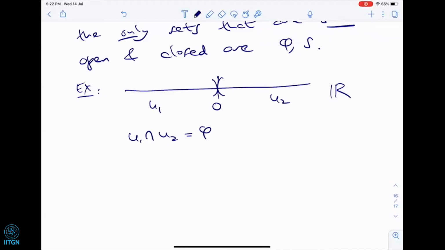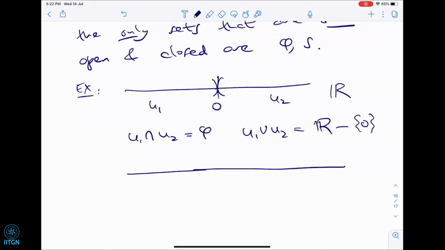Now what about U1 union U2? Well, this is almost R, but it's missing the origin. So it's R minus the origin. So it's not R. So I haven't been able to partition R into a union of disjoint open sets. However, this tells me that R minus the point 0, which I just delete, now it's good. So this is R minus 0. So this one is connected. This one looks disconnected in my intuition because this point is missing.